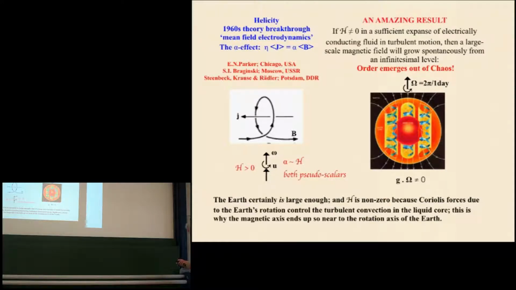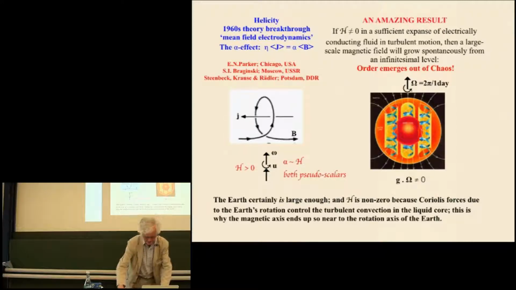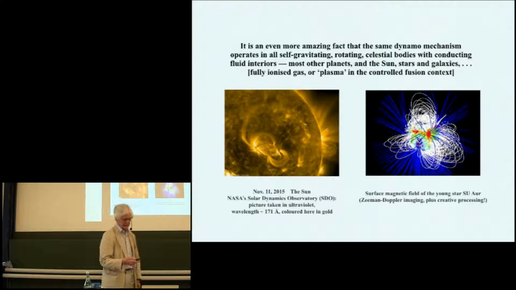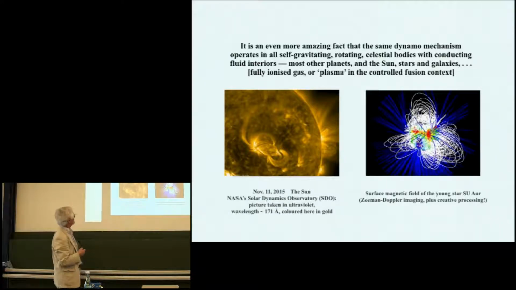And this applies not only in the Earth and other planets, but in astrophysics, in stars, and even in galaxies. The same dynamo mechanism operates in all self-gravitating, rotating celestial bodies with conducting fluid interiors. Most other planets, and the Sun, stars, and galaxies. Fully ionized gas or plasma in the controlled fusion context also.